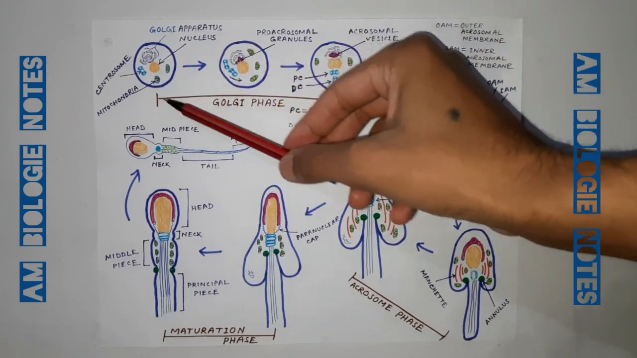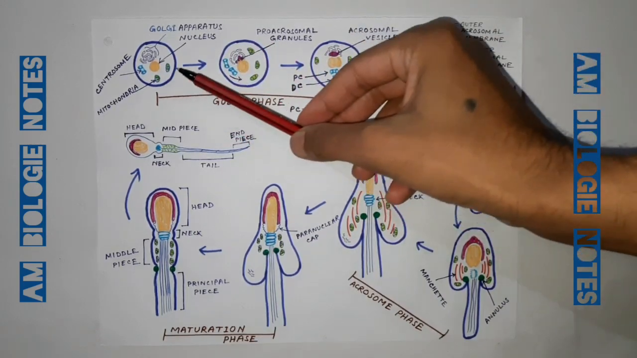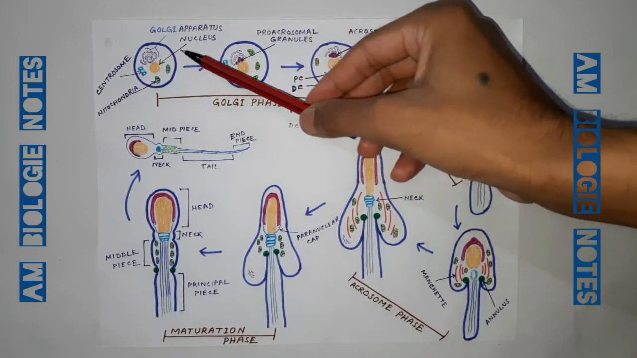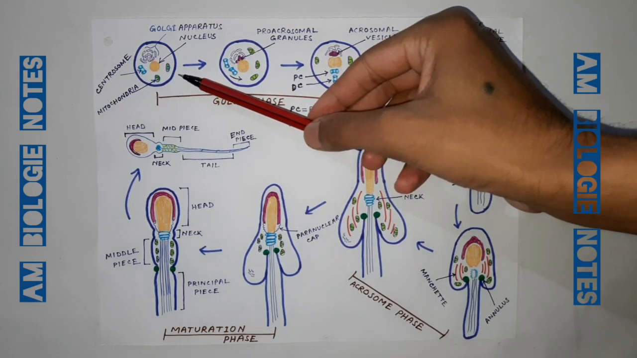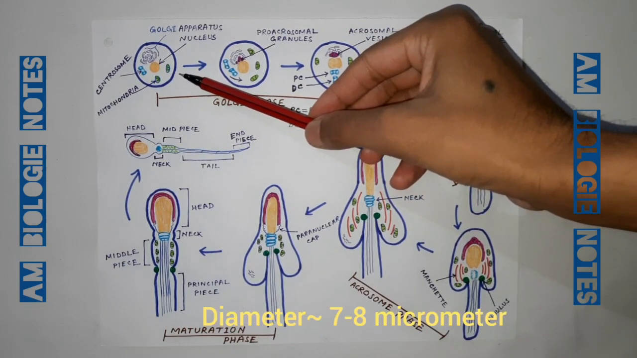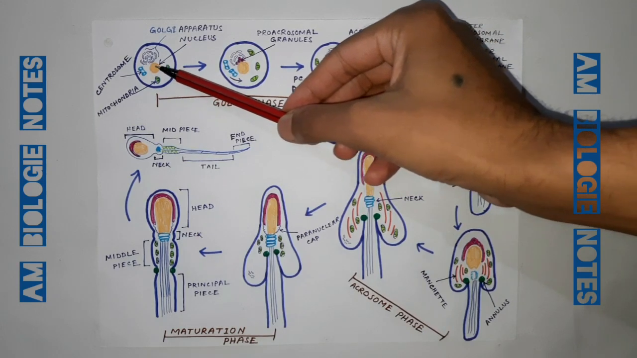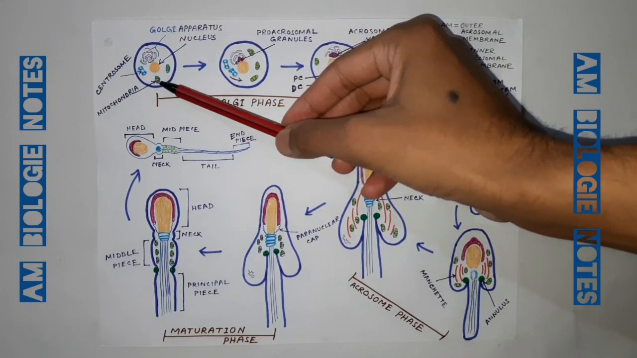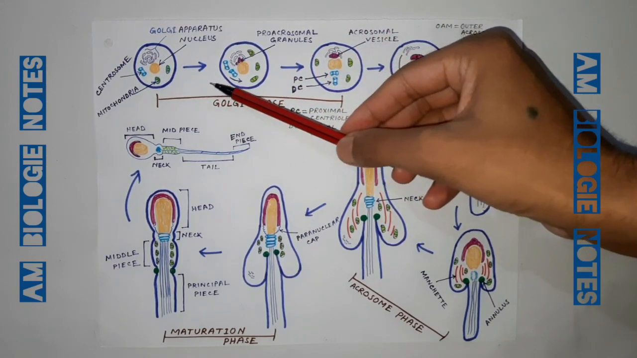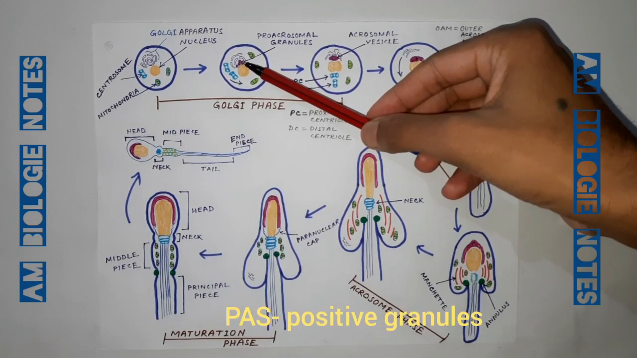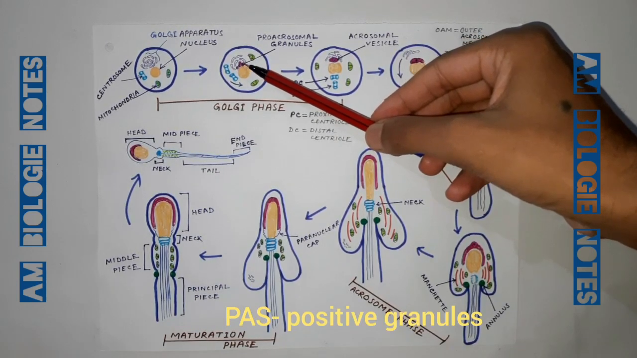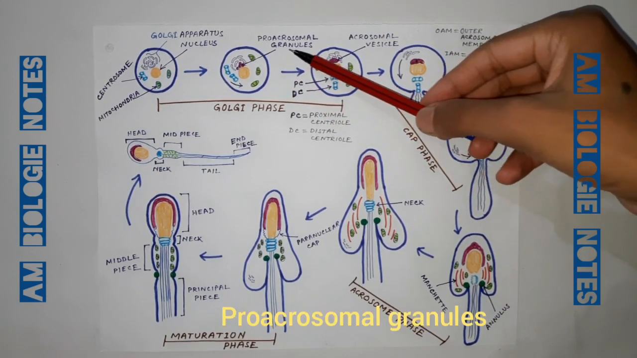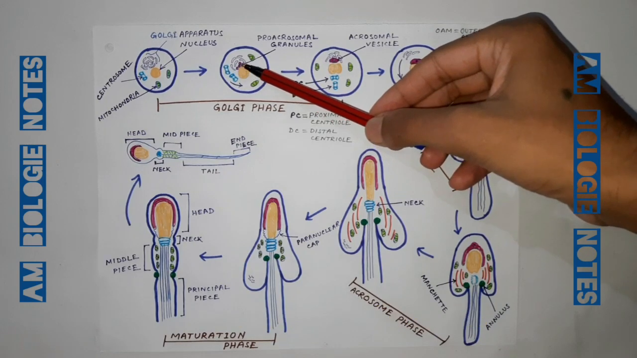First, the Golgi phase. This is a newly formed spermatid. It is almost perfectly spherical in shape. The diameter is 7 to 8 micrometers. It contains a nucleus, a well-developed Golgi apparatus, centrosome, mitochondria, etc. Small vesicles containing the PAS-positive granules of the Golgi get fused. The granules are called proacrosomal granules and are rich in glycoproteins.